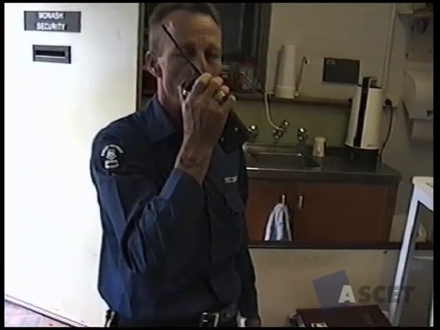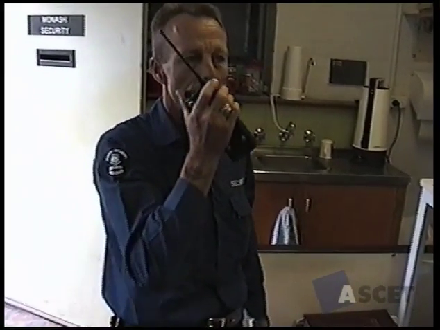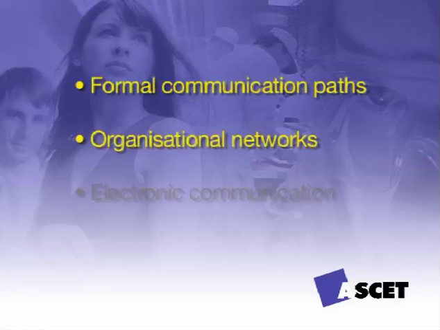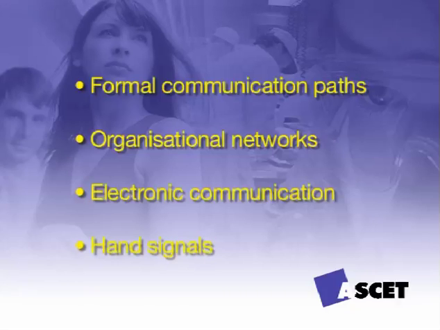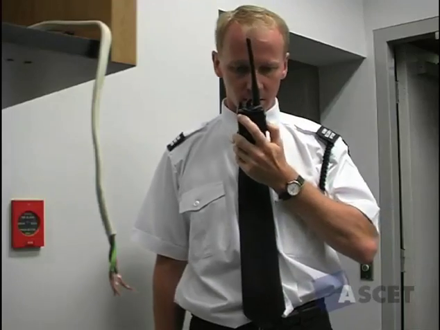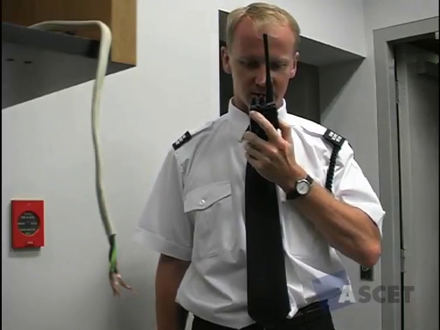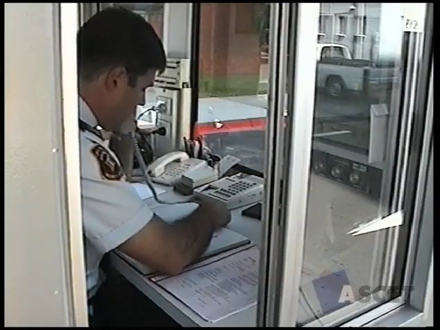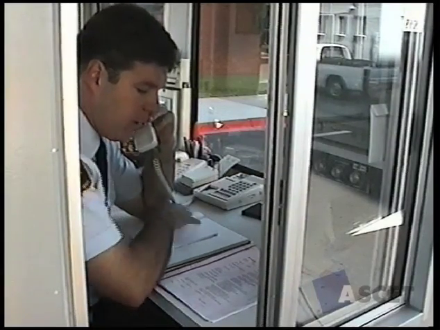There will be certain communication channels and modes used in your workplace that you will need to be aware of. Formal communication paths, organisational networks, electronic communication and hand signals may all be used in your workplace. If you are unfamiliar with any of these, ask your colleagues or supervisor for assistance. Some of these channels and modes may require the use of communication equipment, such as mobile phones, two-way radio and public address systems. This equipment will vary depending on your role and workplace.